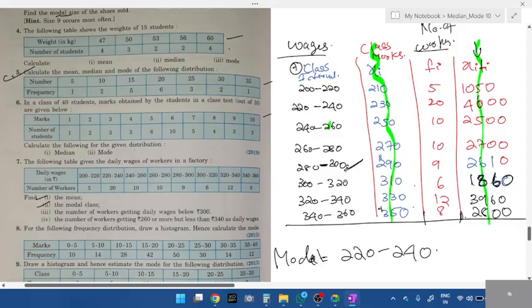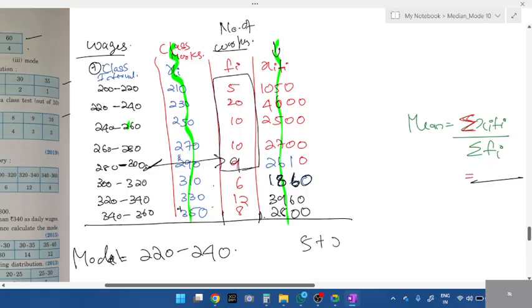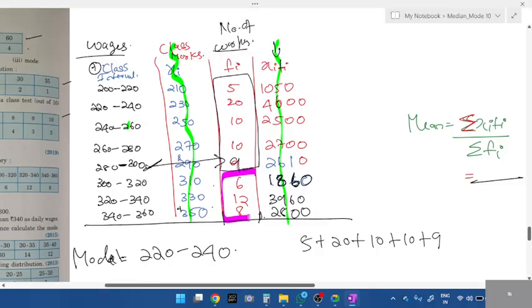Below 300. Where is 300, students? Up to 9 is 300, right? Up to this 9. So below 300, you have to add all these values. What are the values you need to add? Below 300, 5 plus 20 plus 9. If it is above 300, what are the values you have to consider for above 300? 80. Yes, 6, 12 and 18.